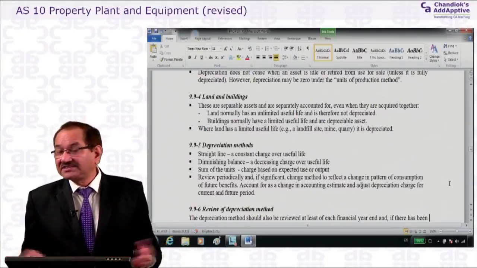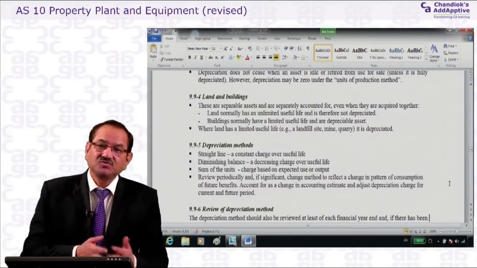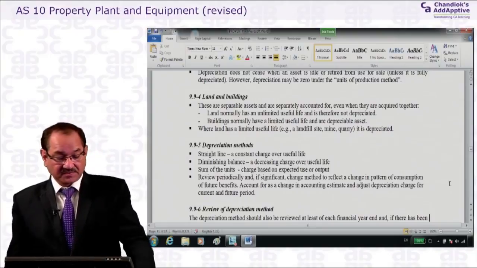So how could you say that's a change in policy? Because it is an estimate change. So everything is a change in estimate, not a change in accounting policy.